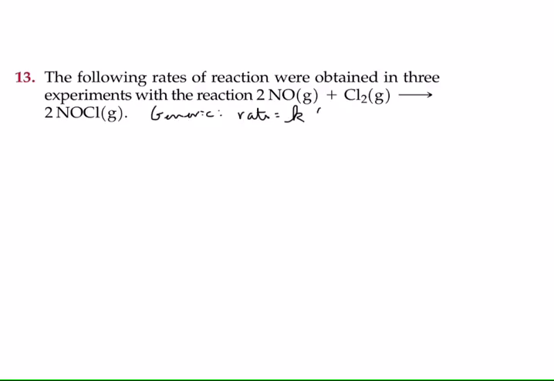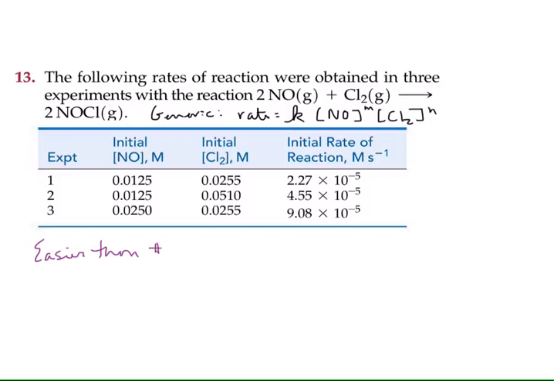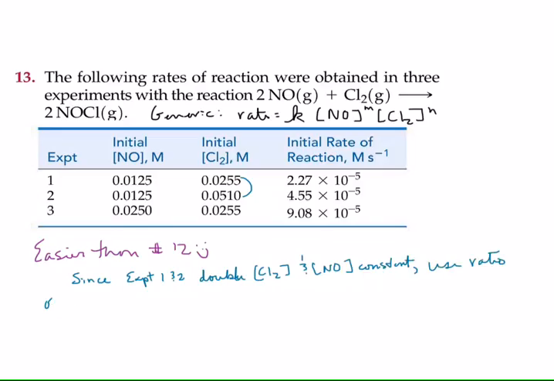All right. The next one, 2 reactants. It's easier than 12. Oh, okay. My hint in blue says since 1 and 2 double, you can go back to by inspection. That's what I would do anyway. See how the rate changes and see if it's zero, first, or second order. Use a ratio to determine it.